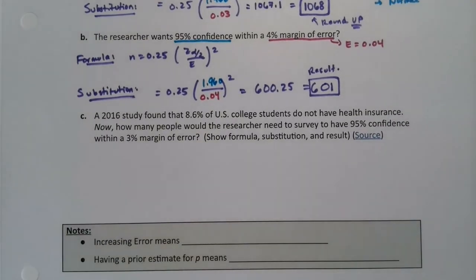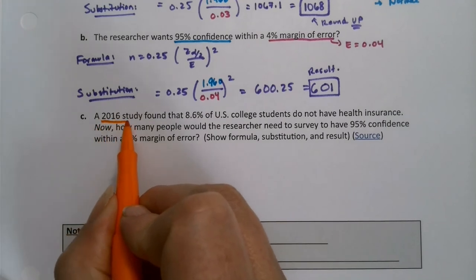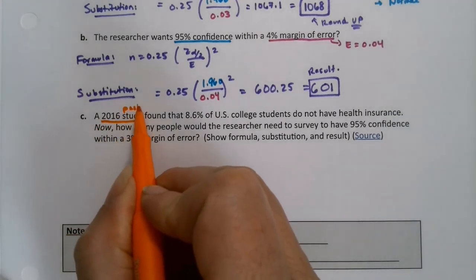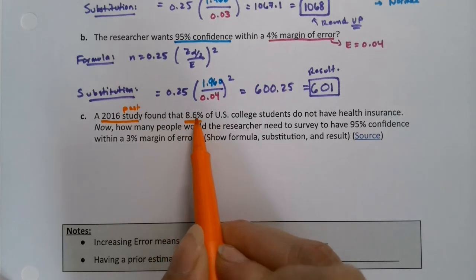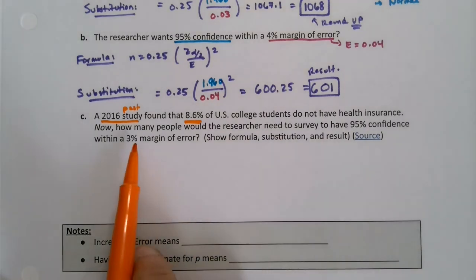Now, suppose that we have a 2016 study. Oh, so that's in the past, right? That found that 8.6% of U.S. college students do not have health insurance. Now, how many people would the researchers need to survey to have 95% confidence with a 3% margin of error?